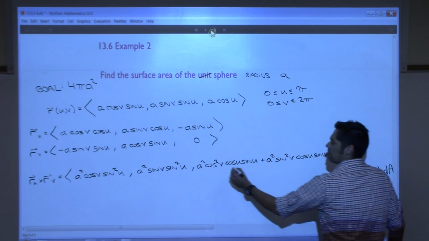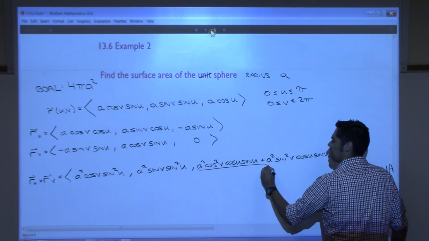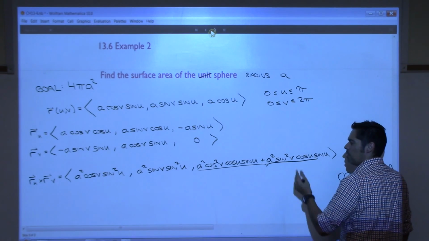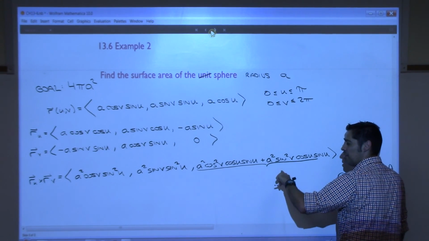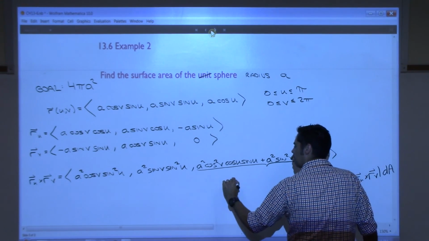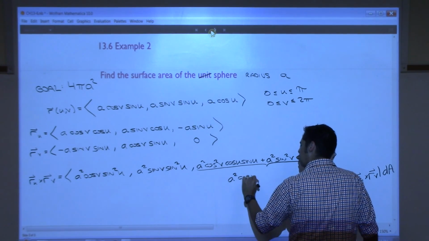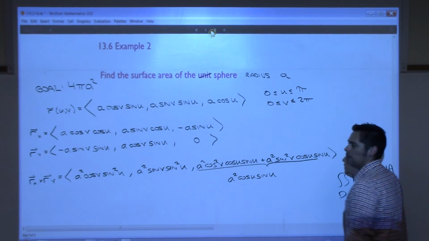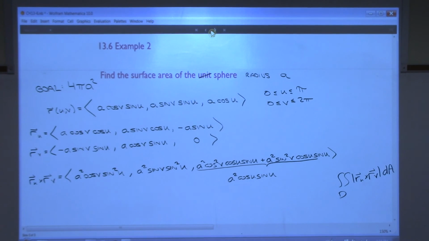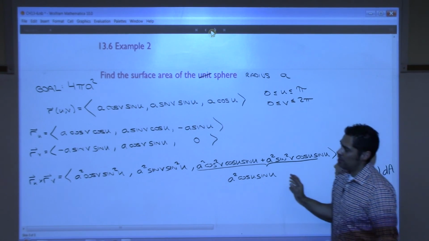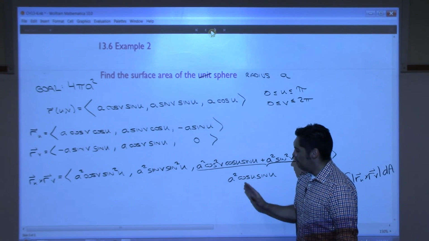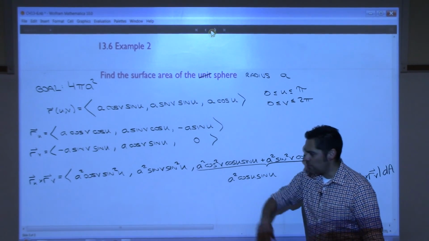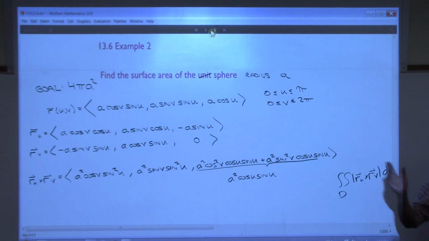This one becomes, just for the sake of time, we can pull out an a squared cosine u sine u and then get Pythagorean. So we should get a squared cosine u sine u. If you look back at the previous problem that we did, when we did this cross on the unit sphere, a was 1, so we didn't see the a's and a squareds. Okay, next.